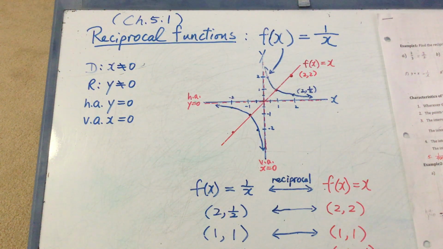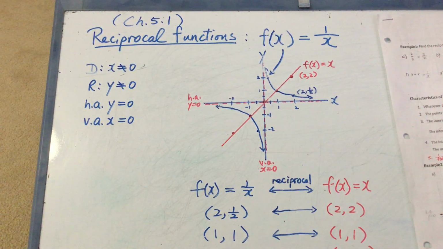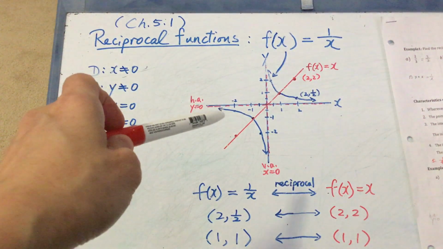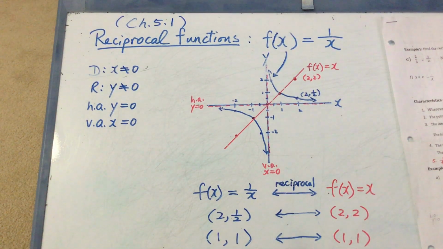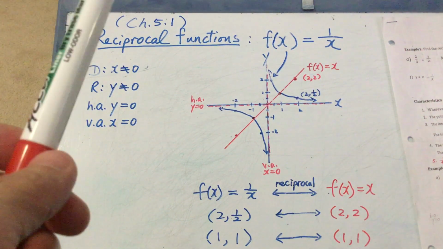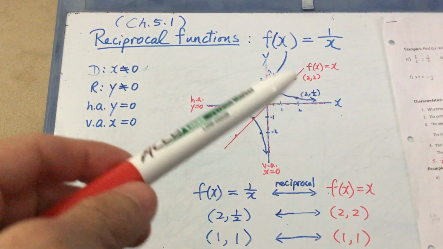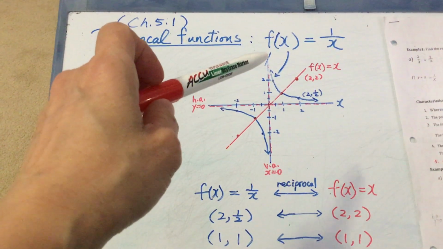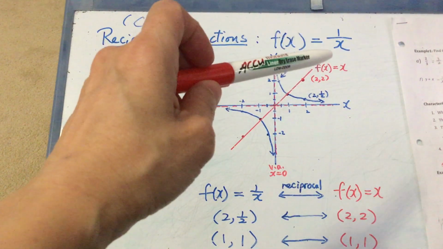Hi everyone. So today's lesson is on chapter 5.1, reciprocal functions. We should all know what a reciprocal function looks like. I have the graph over here to show you. Based on the definition of the word reciprocal, what we actually do is take the function and make it 1 over.